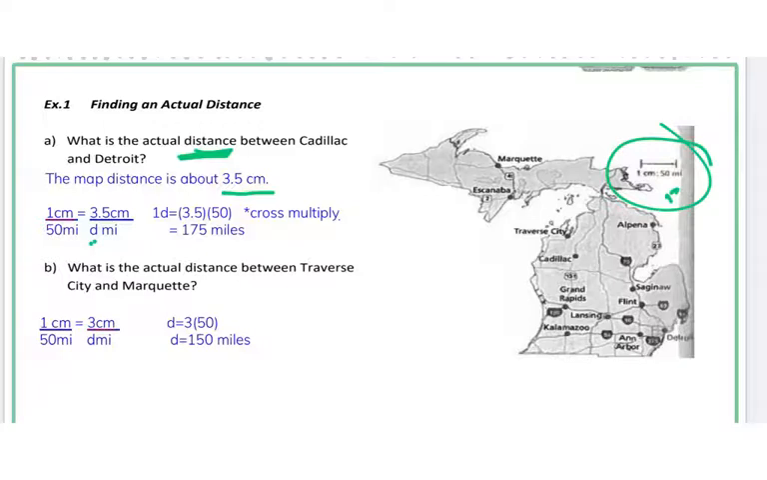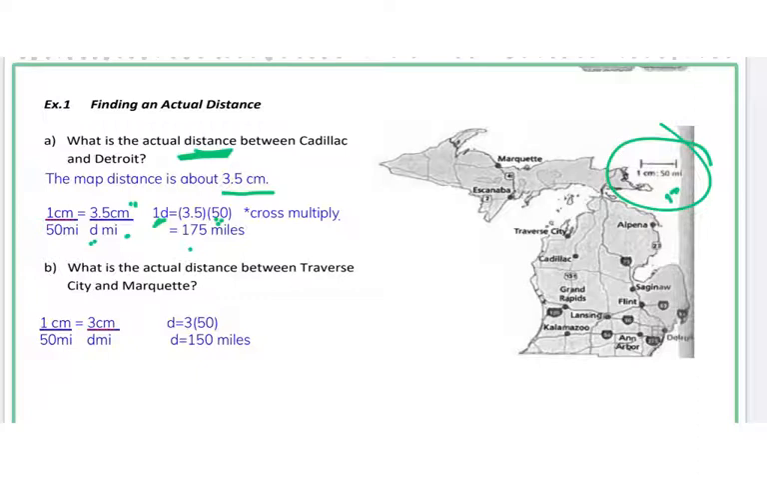So in order to do that, we're going to cross multiply. We took 1 centimeter times d miles to get 1d, and then 50 miles times 3.5 centimeters. Over here you can see we multiplied that, and it comes out to be 175 miles.